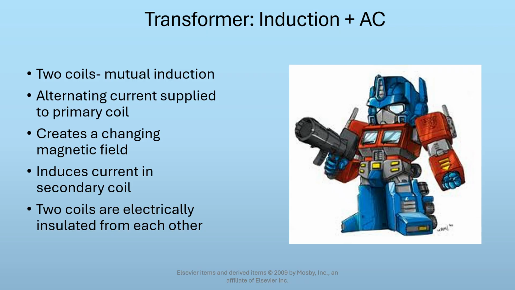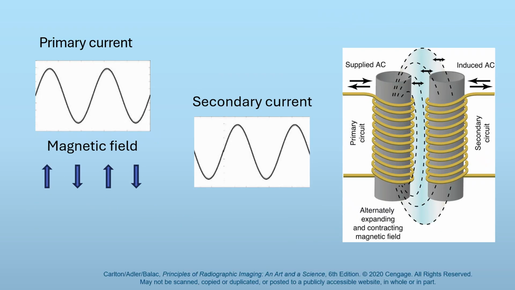If you bring a second coil in close to that first coil that is powered by AC, the second coil will have an induced current in it by Faraday's law. By Lenz's law, that current will be in opposition to the stimulating current, the primary current. And so wherever you have a crest, you'll have a trough in the secondary current at the same moment in time. Okay?